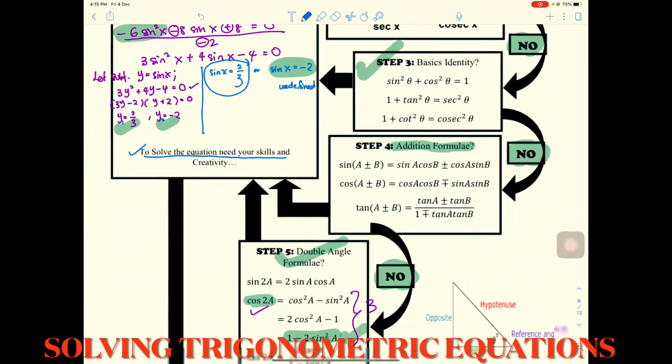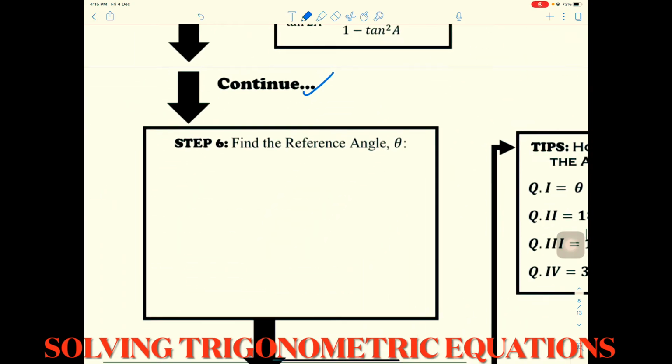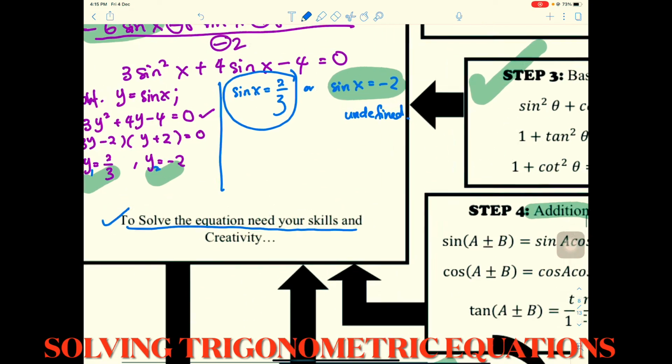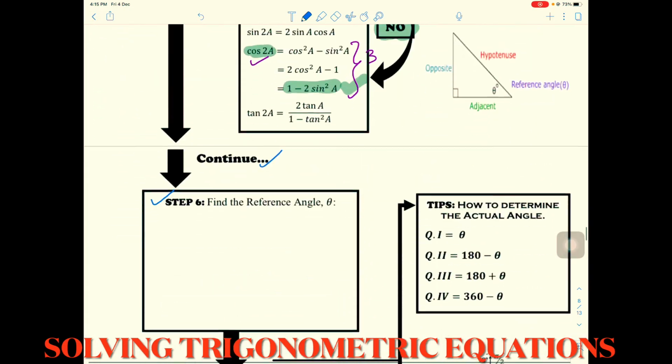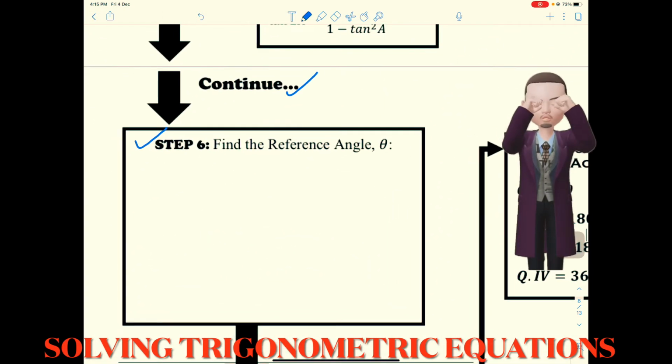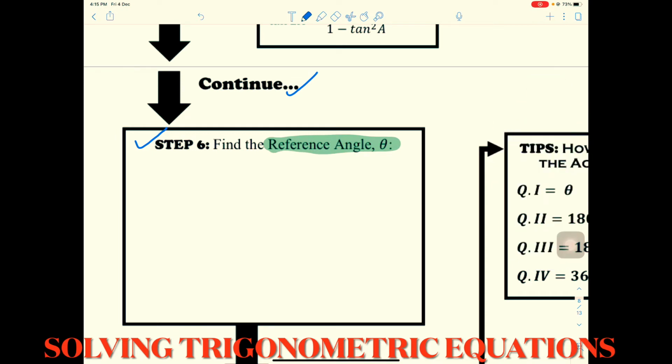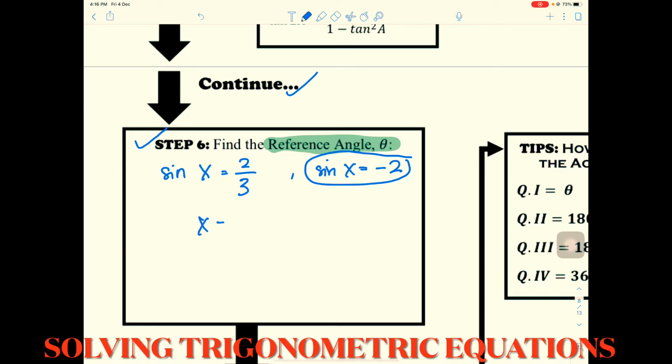So the next step, continue. Step 6, after you get the value of sin x, follow the next step: find the reference angle. From here you know sin x equals 2 over 3 and sin x equals negative 2. Using the calculator, you already know the latter is undefined, so let it be like that. Using the calculator, the angle x equals 41.81 degrees.